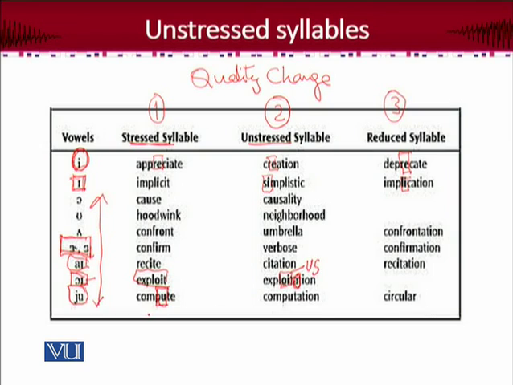What is happening here when it becomes part of an unstressed syllable? Computation, because the stress is on A. So what is stressed here is no more stressed there. What's the difference between the quality of these two vowels? And then circular, how it changes into a reduced form.